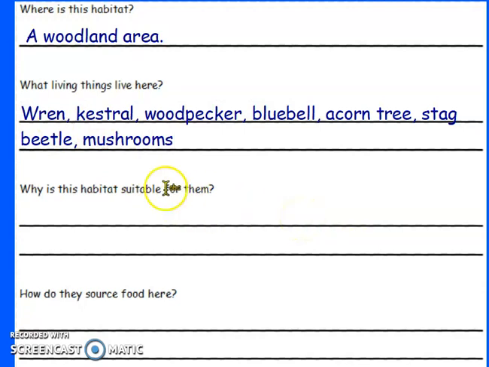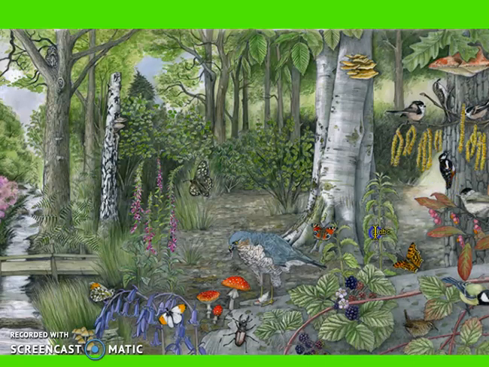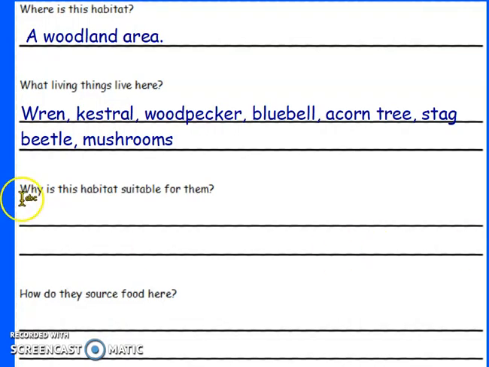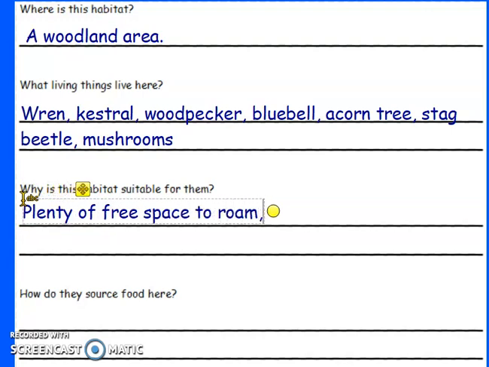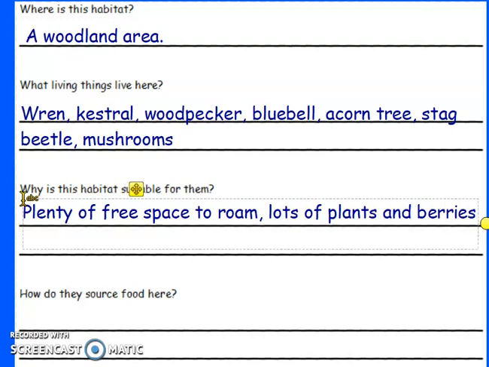Okay, why is this habitat suitable for them? So if you think about the wren, say this little bird here, why is a woodland area suitable for a wren? Think about what a little bird like a wren likes to do. Well, there's plenty of free space to fly, for the animal to roam and fly. Lots of plants and berries to eat. And there is water nearby to drink from.